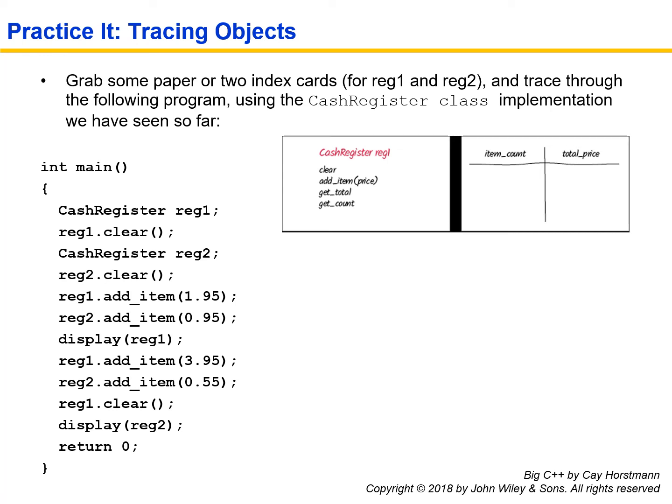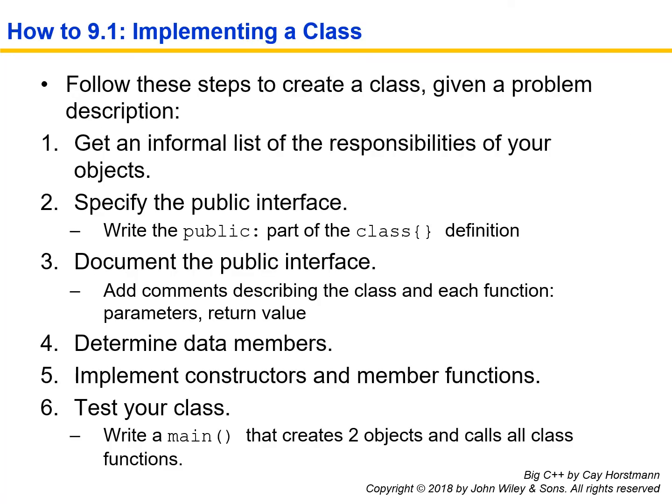In fact, here's an opportunity for you to practice that. You can take an index card for register 1 and an index card for register 2 and play through what happens in each of these lines of code here, where we buy one item on register 1 and then another item on register 2 and go back and forth.